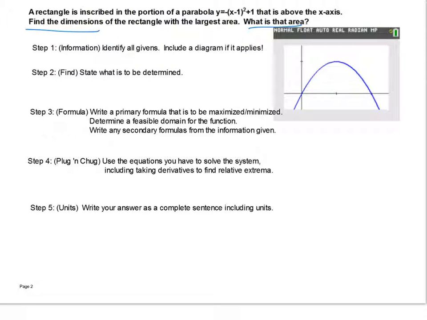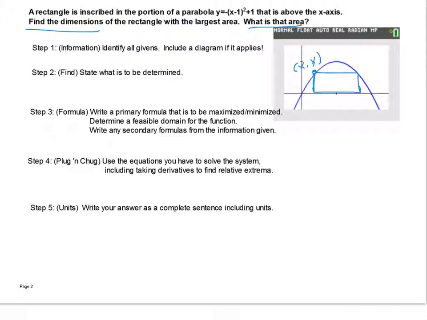So a rectangle is inscribed in the parabola. I graph the parabola here. A rectangle is inscribed means it touches the parabola. It's inscribed above the x-axis, so it goes right to the x-axis. So this point has to be a point on the parabola, as does this point over here.